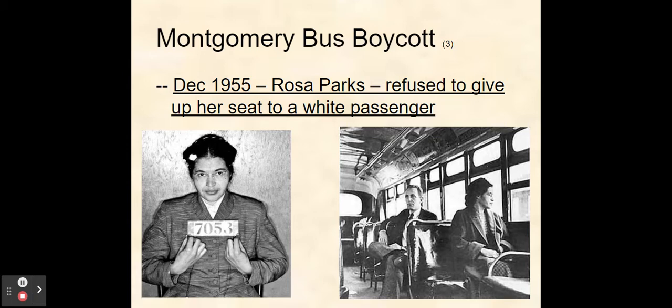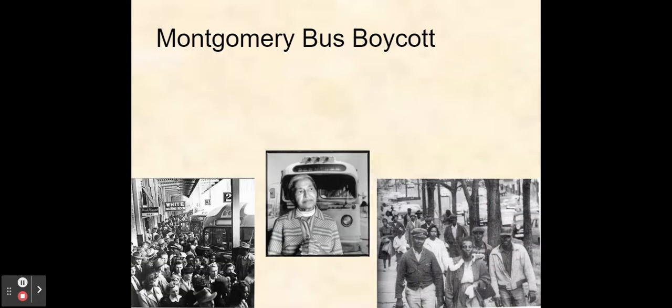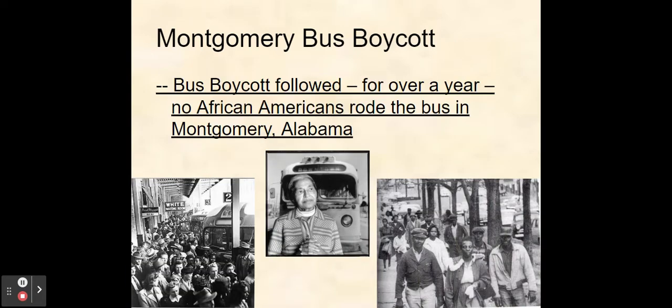She's gonna gain support from a young minister by the name of Martin Luther King Jr. Martin Luther King Jr. and other African American leaders call for a bus boycott over the next year. And for a whole year, no African Americans rode any buses in Montgomery, Alabama. They walked, they carpooled if they could. In some cases, their employers actually came and picked them up and brought them to work.